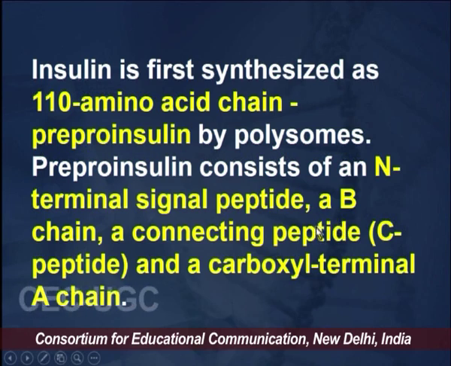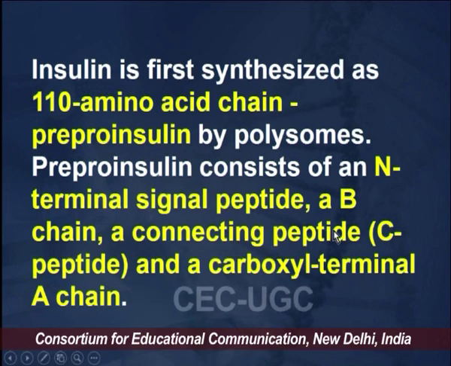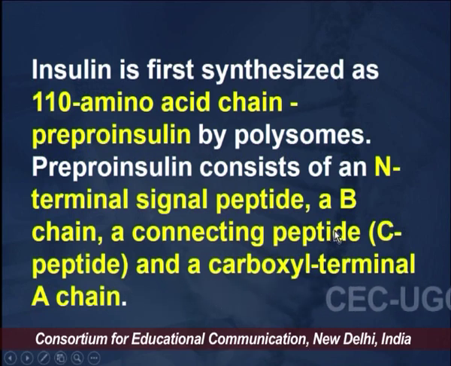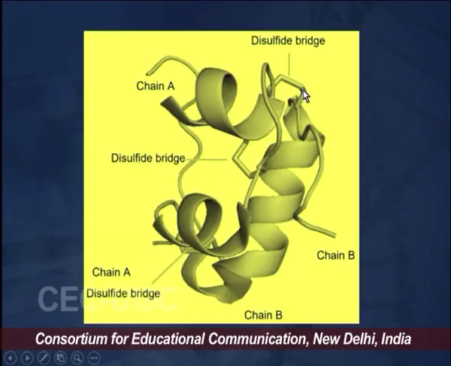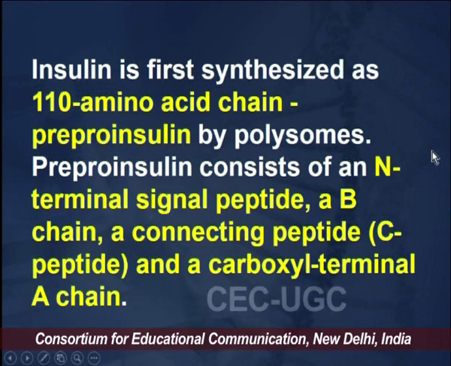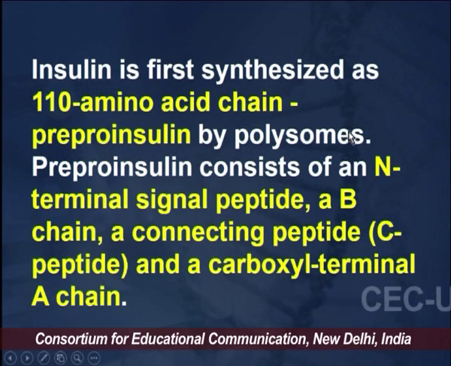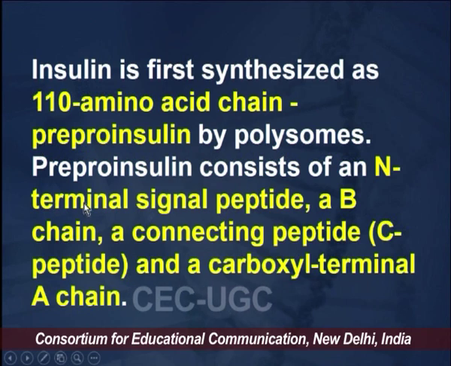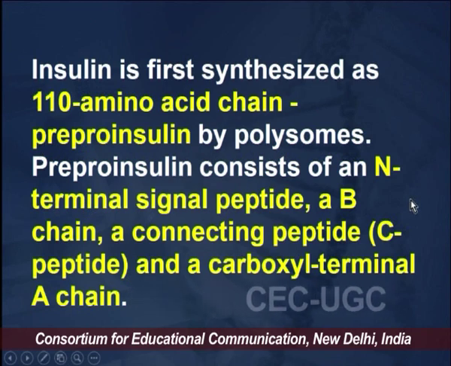Now, insulin was first synthesized as a 110 amino acid chain, pre-proinsulin, by polysomes. So, what happens now? How does the cell synthesize the insulin? Insulin is not synthesized like this, this is the final product that we are talking about, but how does the production occur? We have the gene for insulin, where we have an A gene and a B gene. Now, this A gene and B gene are initially joined together by what is called a connecting peptide or C peptide, and it is a single chain that is first translated.